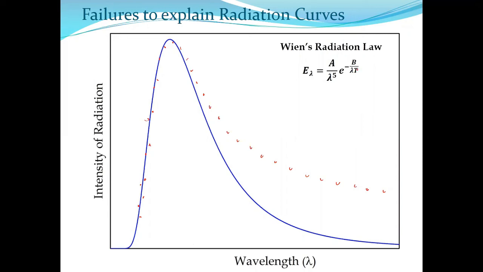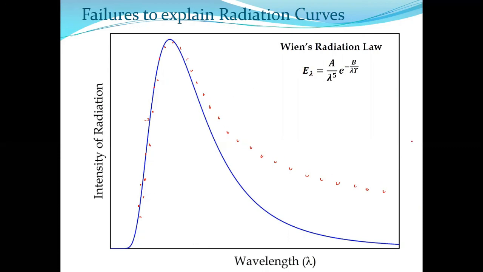Now for different wavelengths, A and B are constants. I have not written the values of the constants because that is not required. The point is A and B are the 2 constants. For different lambda, I am estimating E lambda with the help of these constants and lambda T, getting the value of E lambda and plotting them. So it will look like this.